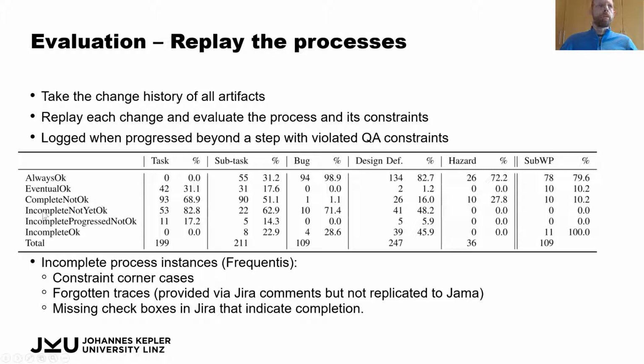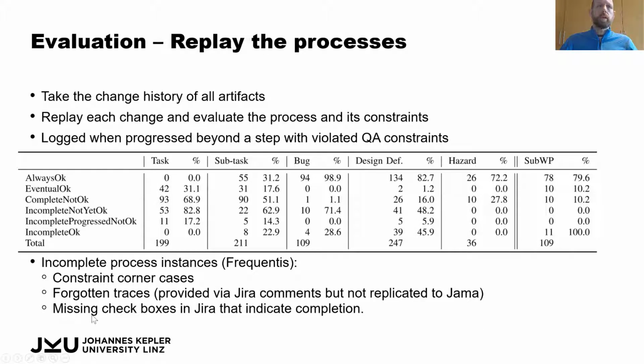of quality constraints. We also looked at the incomplete process instances, and here we're also looking at which ones had progress with or without constraint violations. For an open source system such as Chronology, which is not mandated to provide these constraints, there are more violations. We've also found a few for our industry evaluation partner and had a look into what was the case. What we found is that there are constraint corner cases where certain constraints didn't apply, or forgotten traces, where they were provided in Jira comments but then not actually provided explicitly in JAMA, or even incomplete processes that were actually supposed to be complete.